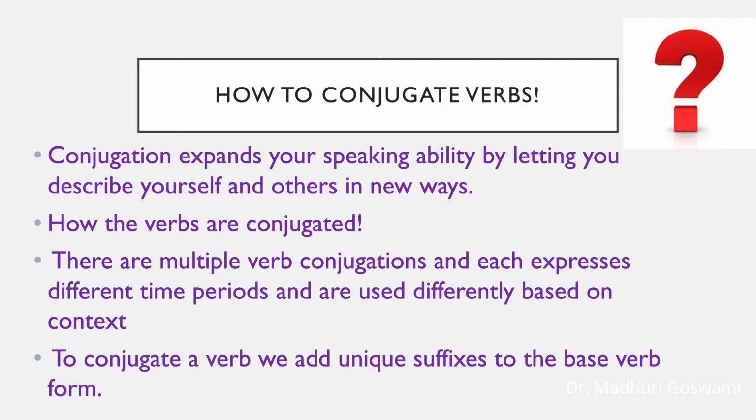Now, what is the base verb form? The base verb form is its infinitive form. As I told you in the earlier part of this lesson, when we discussed the infinitive and the finite verb forms. So, to conjugate a verb, we add suffixes to its base verb form, and the right suffix depends upon the person in a sentence you refer to, who is also known as the subject of the sentence.